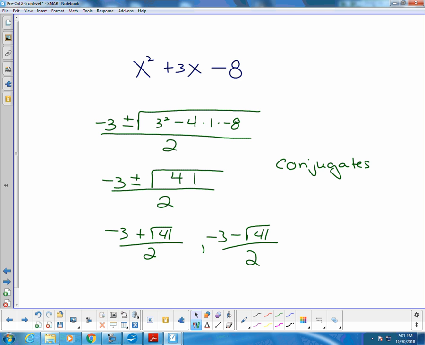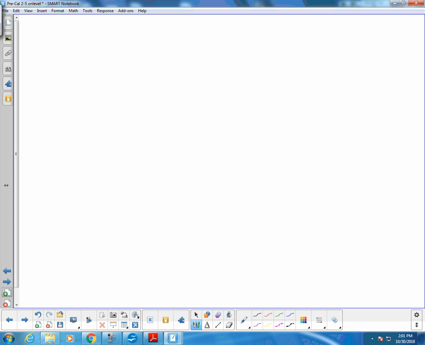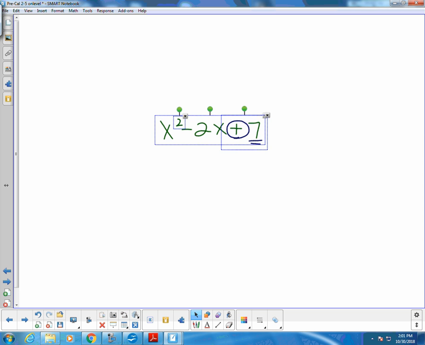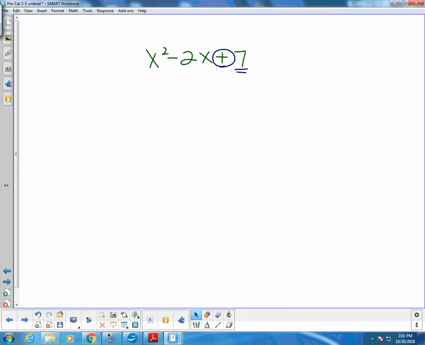Conjugates. Okay? All right. So let's try one more. You guys try this one. So again, if I'm looking at this, there are no factors of 7 that add to -2. So I can tell right off the bat this cannot be factored. So I have to do the quadratic formula. And again, guys, some of you are still real weak with that. Practice, practice, practice.